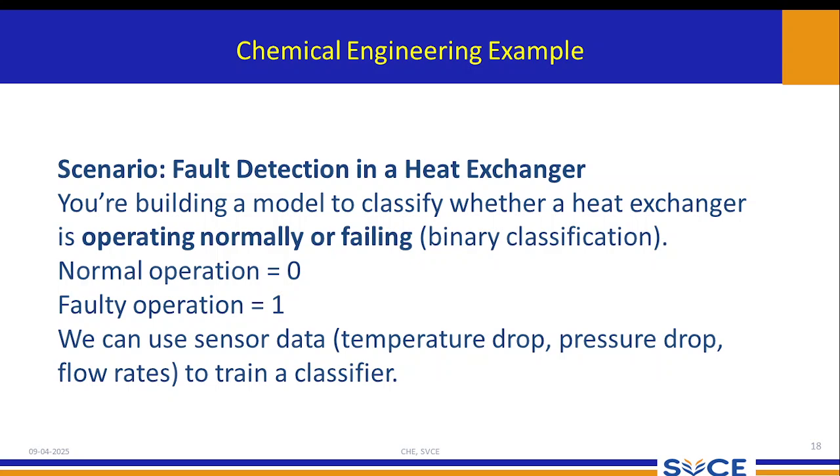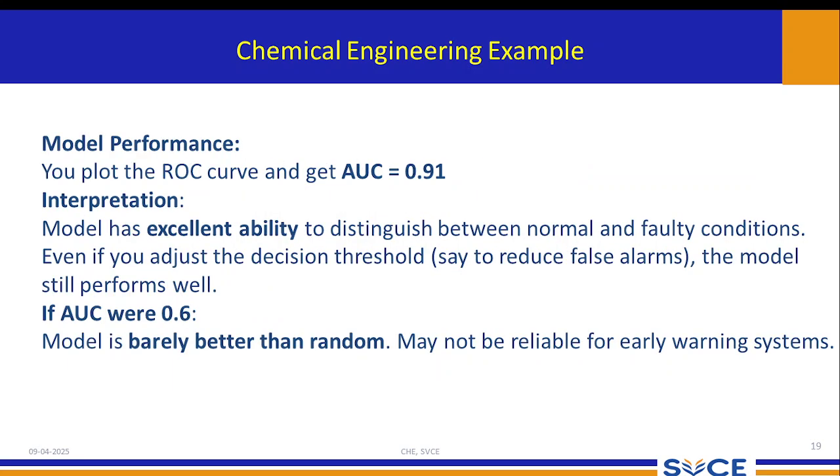So the scenario which we have seen in the last class is fault detection in a heat exchanger, where we are building a model to classify whether the heat exchanger is operating normally or failing. The normal operation is equal to 0 and the faulty operation is equal to 1. We have sensor data to train the classifier, and the sensor data for this case is temperature drop, pressure drop, and flow rate.